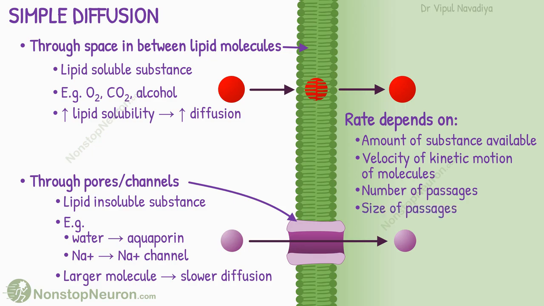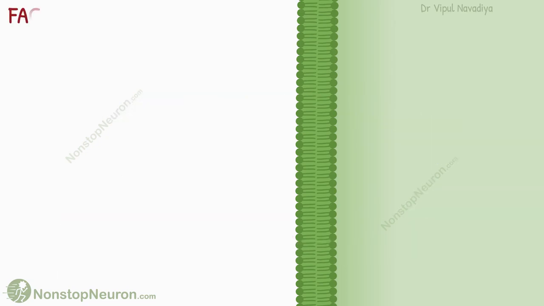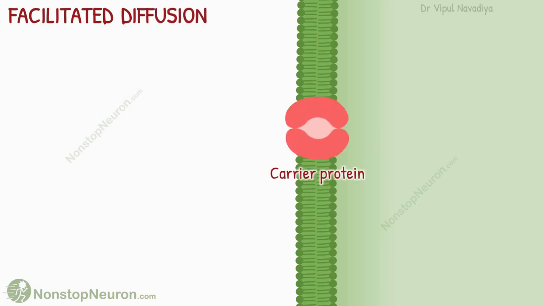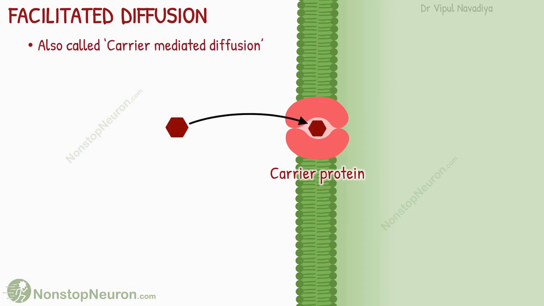So this was simple diffusion. Remember, in simple diffusion, the molecules move directly, without any chemical interaction with the pore or channel. Now the facilitated diffusion. It occurs through carrier proteins. So it's also called carrier-mediated diffusion. In this, the molecule makes a chemical bond with the carrier during its passage.